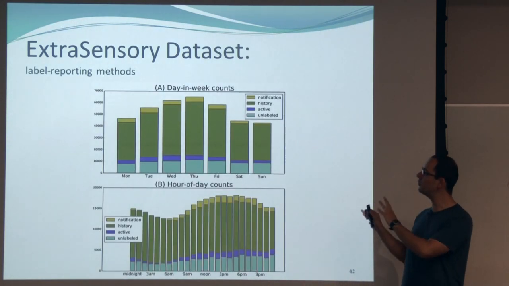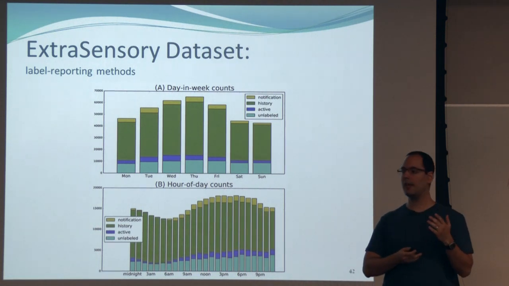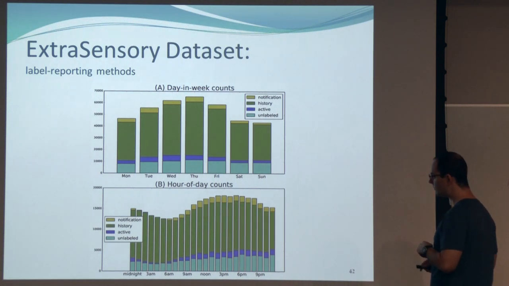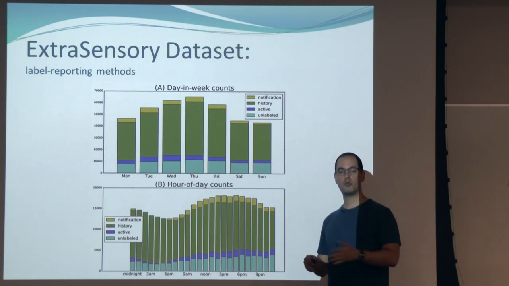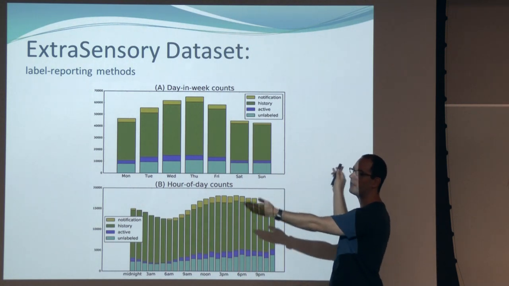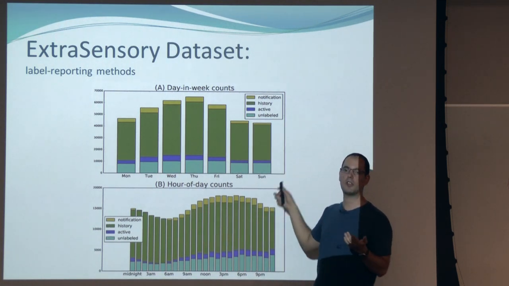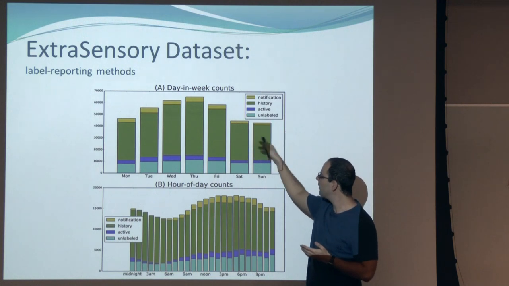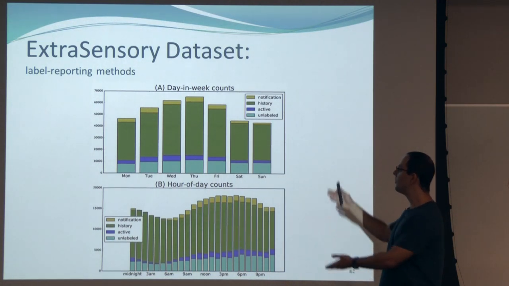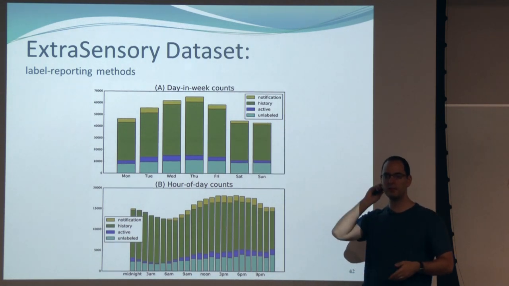To get a better feel of what's in the data set and what we've been able to collect, let's look at some statistics. So using these different reporting mechanisms, we were able to collect data from all different days of the week and all times of the day. Typically, users used the app less during the weekend. They preferred doing whatever is fun to them. But still, we managed to collect a lot of minutes, even during the weekend.